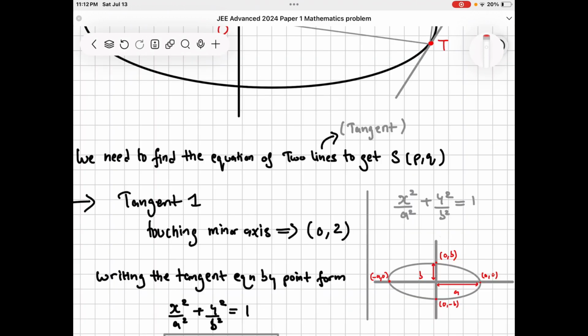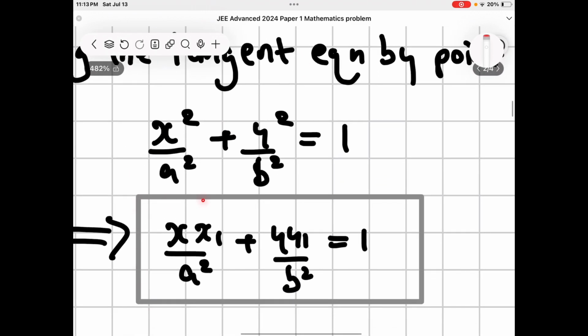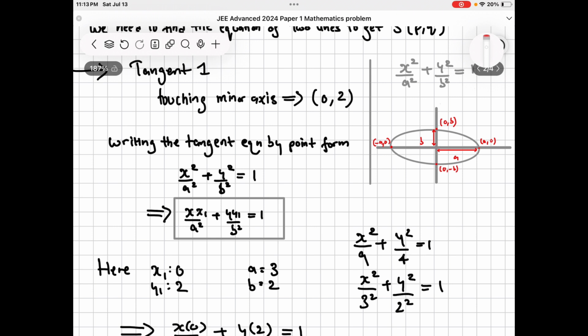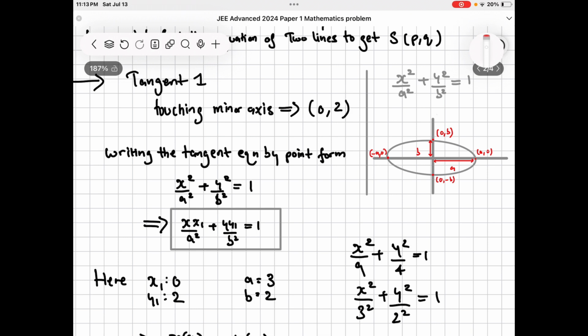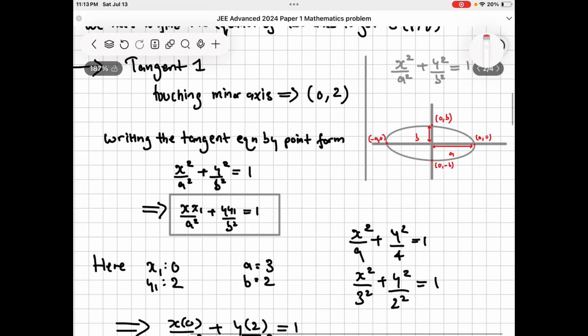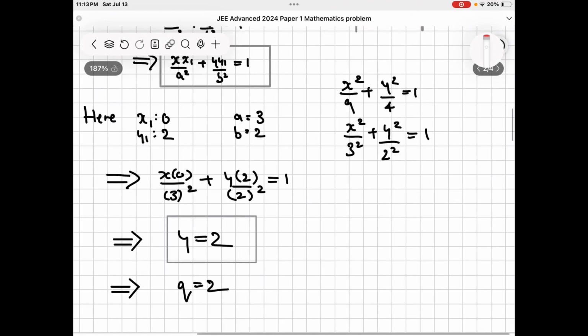Now we're going to write the tangent equation by point form. If this is the equation that is given to you, the equation of the tangent is this, and here we put the values x1 equals 0 and y1 equals 2, and the values of a and b. This is the actual ellipse equation that is given to us. We can simplify it, writing 9 equals 3 squared and 4 equals 2 squared. Now putting the values in the equation, we get y equals 2, which is basically this line, y equals 2. So from here we get the value of Q.